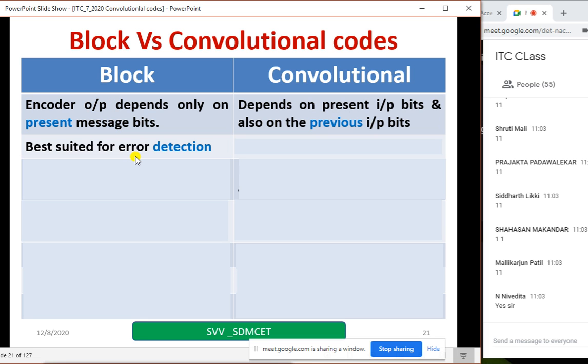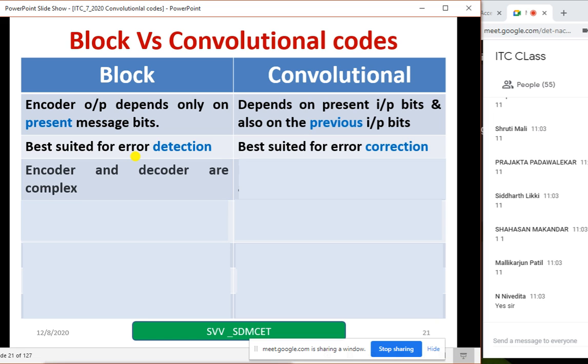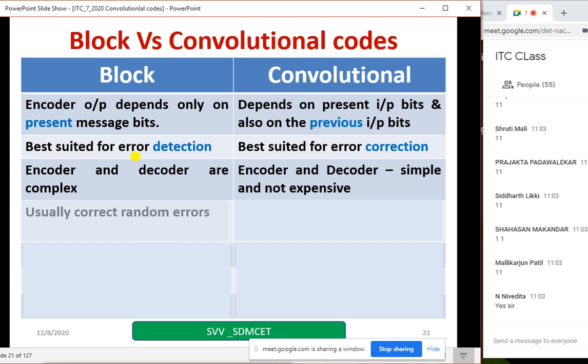Block codes are best suited for error detection, and convolutional codes are best suited for error correction. In block codes, the encoder and decoder are complex, whereas for convolutional codes the encoder and decoder are simple and not expensive. Block codes usually correct random errors, and convolutional codes can correct random as well as burst errors.